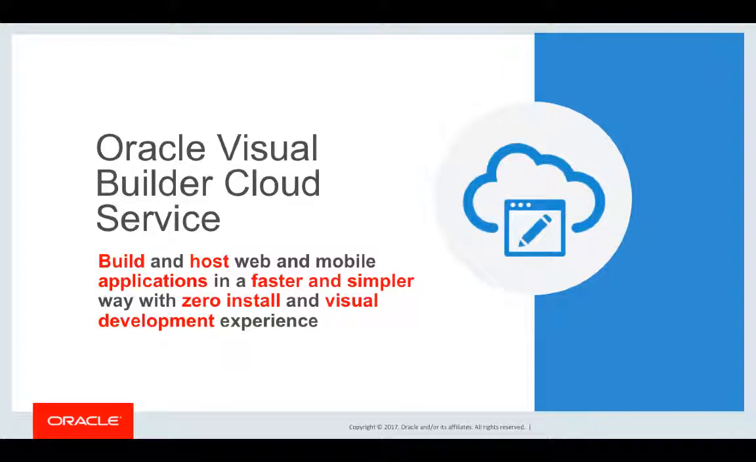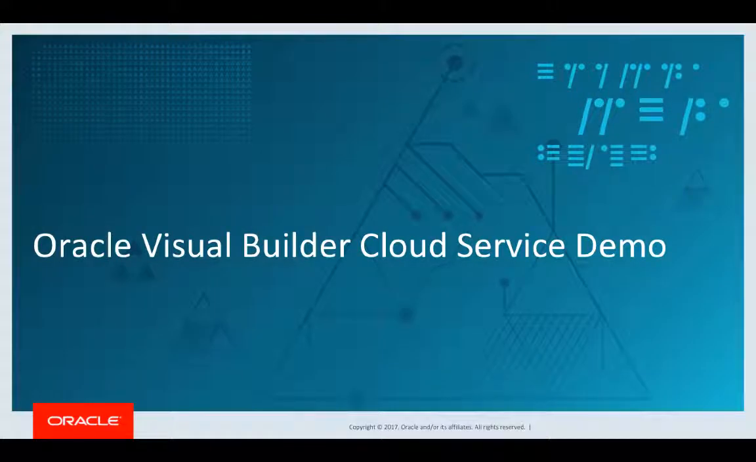The Oracle Visual Builder Cloud Service is a cloud-hosted platform that allows you to build and host your applications. We cover both web and mobile applications, again, responsive web applications or on-device mobile applications. And we focus on allowing you to create those applications in a faster way by removing the need to do any installation, everything is in the cloud, and by providing you with a visual development experience when building the application. Let me show you a quick demo of the current version of Oracle Visual Builder Cloud Service, and that's the version that has been around for a couple of years now.